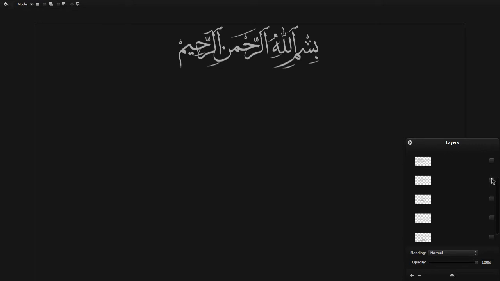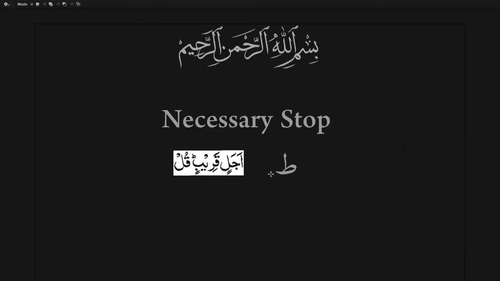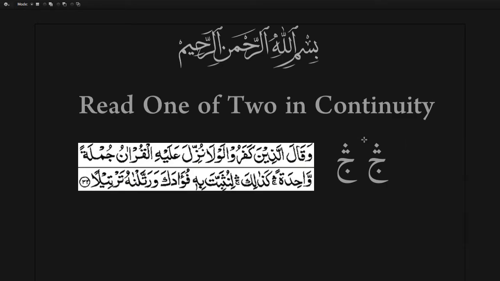Another one now is a necessary stop. Ajalin qareeb qul. So I should stop there because there's a ta right there. Another one, read one of two in continuity.